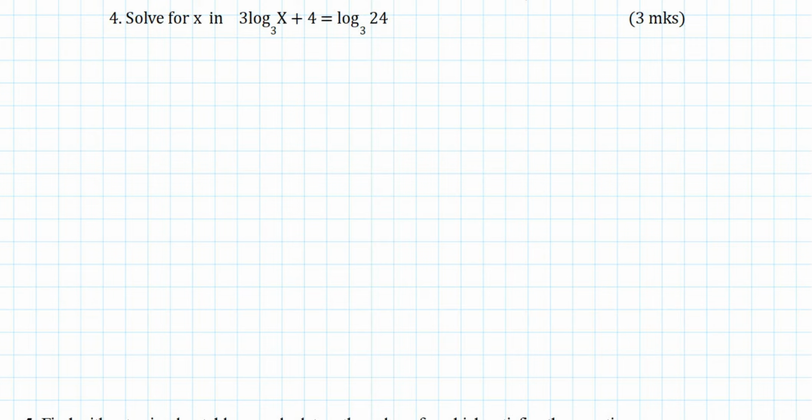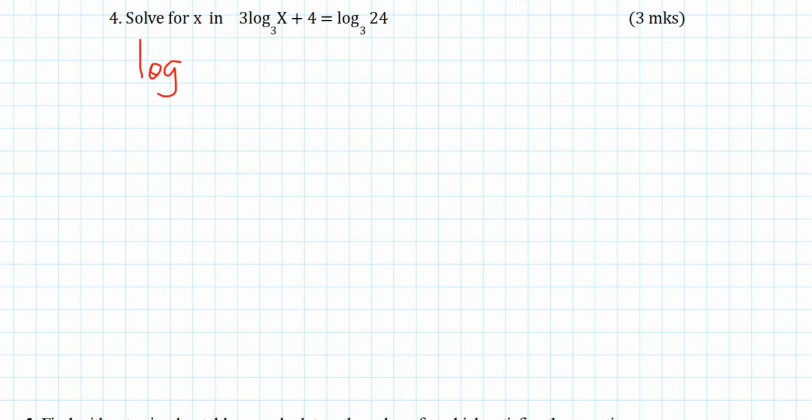So in our fourth question, we have been told to solve for x in 3 log to the base 3 of x plus 4 equals the log to the base 3 of 24. So here clearly we know that the first value here is going to be the log to base 3 of x cubed from the laws of further logarithms.